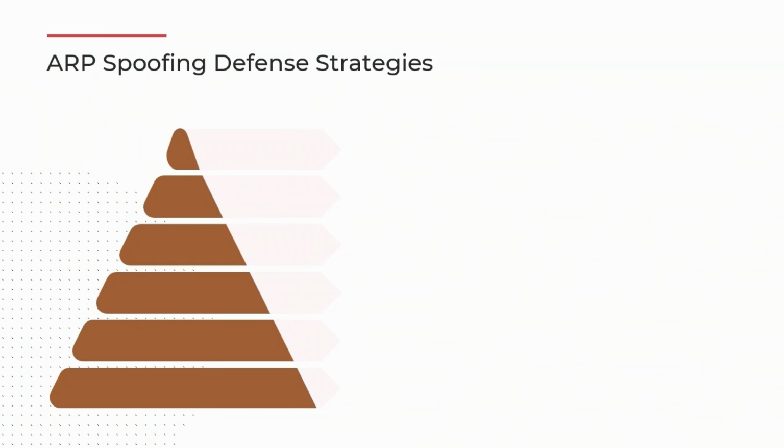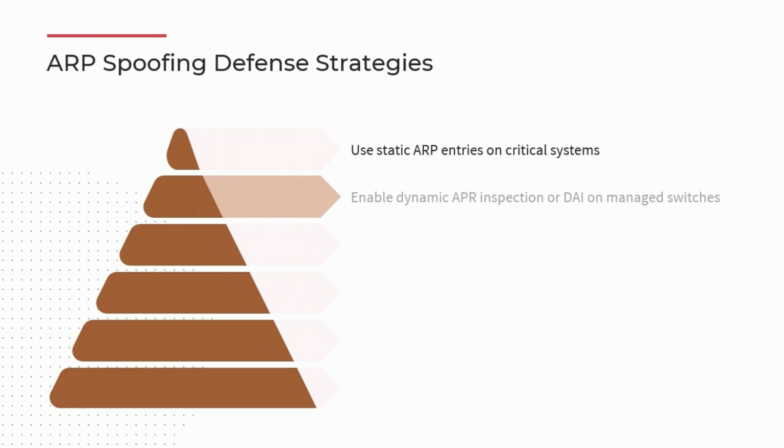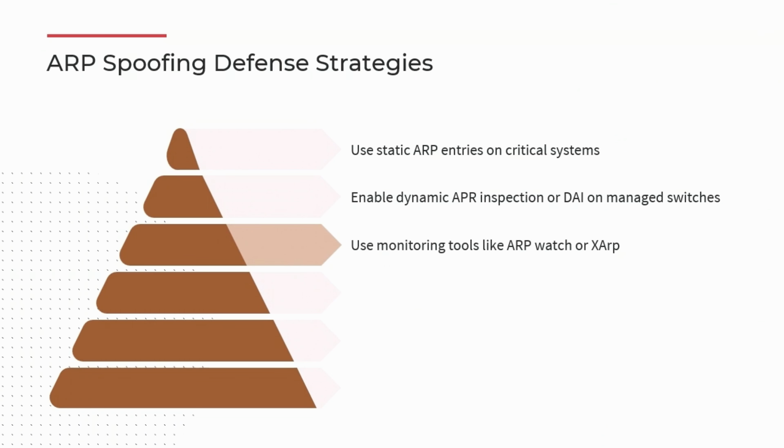To defend against ARP spoofing, several strategies can be applied. Start by using static ARP entries on critical systems to prevent unauthorized MAC-IP changes. Enable Dynamic ARP Inspection, or DAI, on managed switches to validate ARP traffic. Use monitoring tools like ARPwatch or XArp to detect spoofing attempts. Encrypt network traffic with VPNs and HTTPS to protect data, even if intercepted.